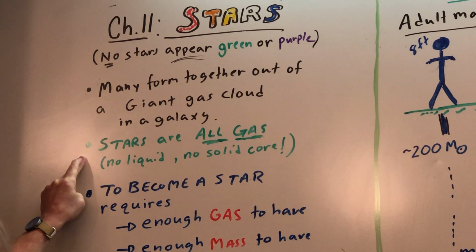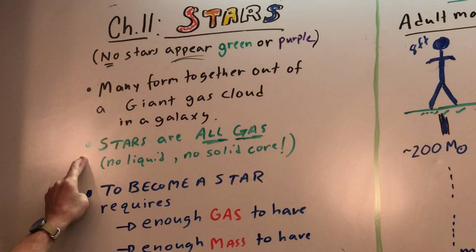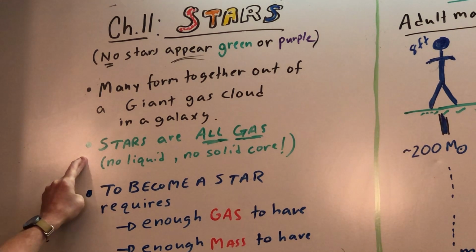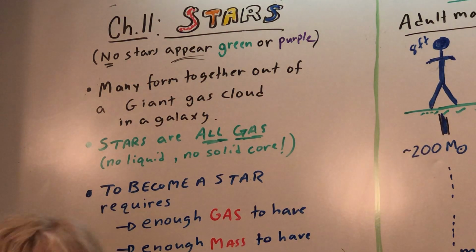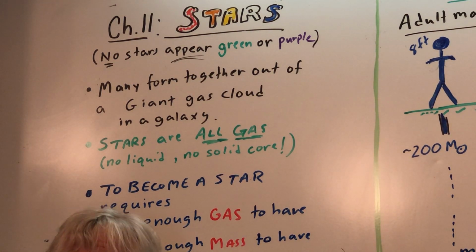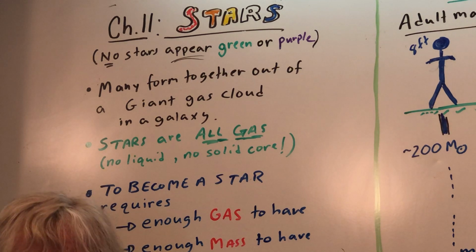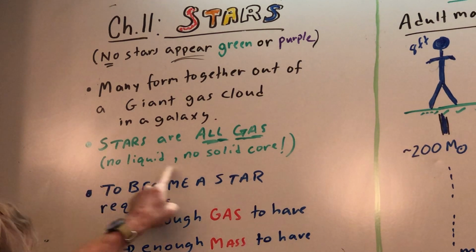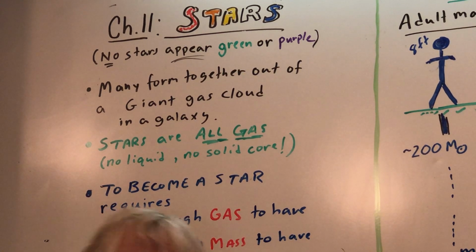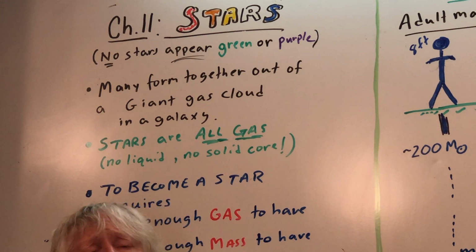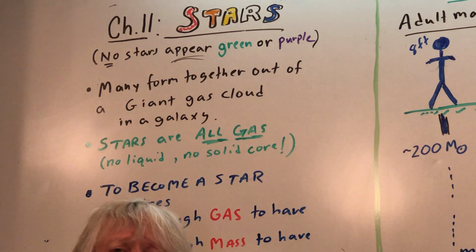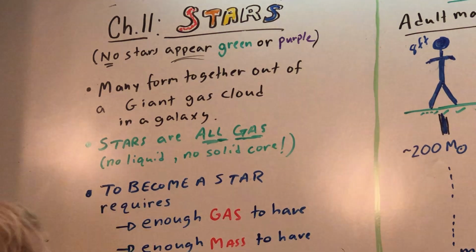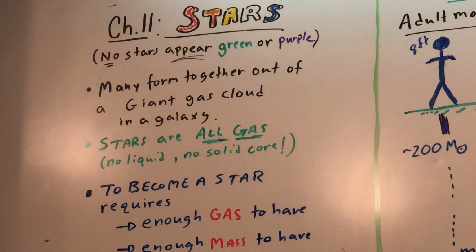Stars, when they form, they're all gas, and they stay all gas. There's no liquid in a star like we see in planets. There's no liquid, and there's no solid anywhere. There's no solid surface. There's no solid core. There's no iron core. It's gas all the way through.